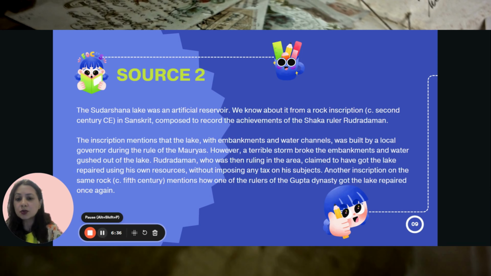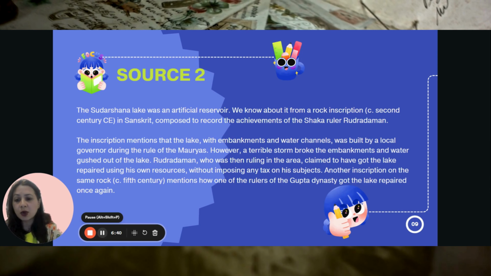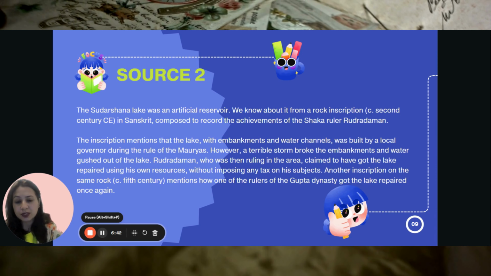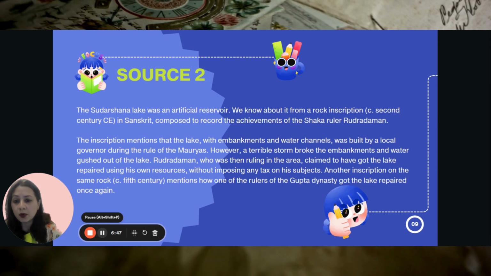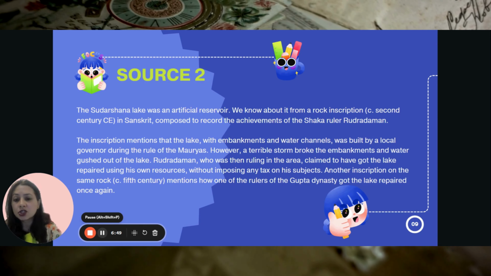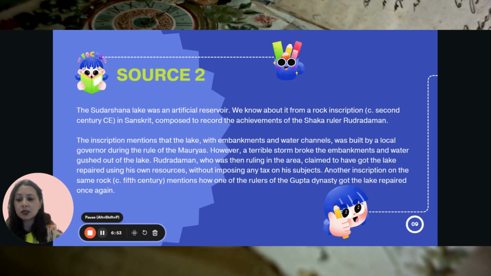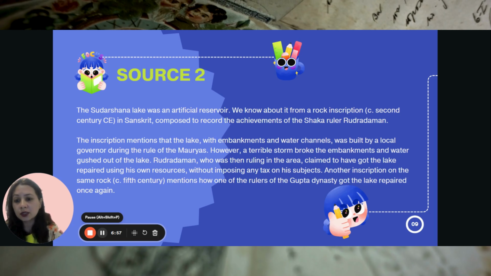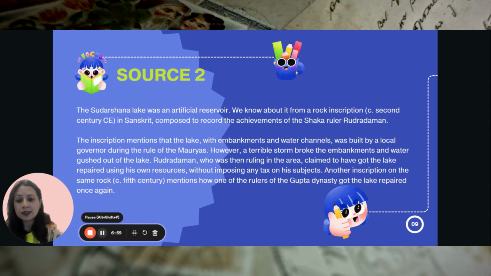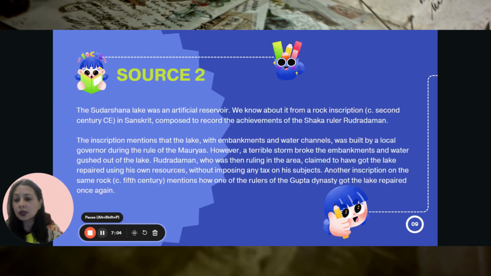So coming on to second source of chapter number 2. So this source talks about Sudarshana Lake, which was constructed on the orders of the founder of Mauryan dynasty, that is your Chandragupta Maurya, and he passed the orders to his governor, that is your Pushyagupta Vaishya. So he got the lake constructed, and this lake was then maintained by the Shak ruler Rudradaman.